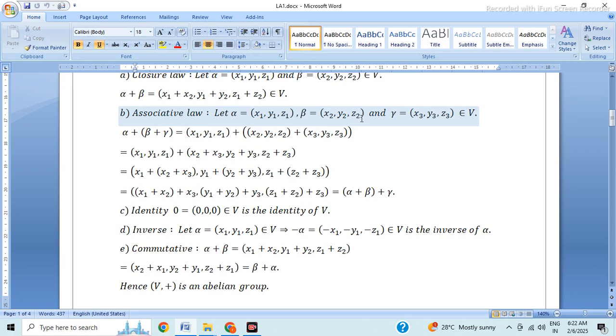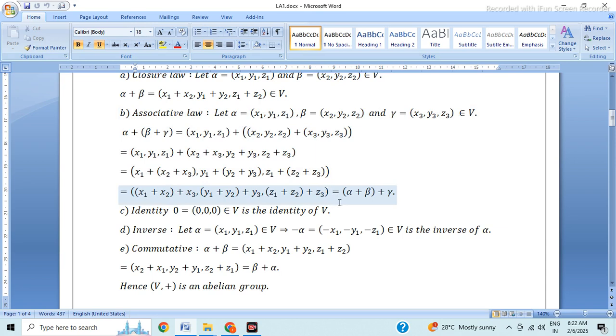Our alpha is x1, y1, z1, plus we should add beta and gamma. Then what we get? x2 plus x3, y2 plus y3, z2 plus z3. Again, we have to add that element with x1, y1, z1. Then we get x1 plus x2 plus x3. Second term is y1 plus y2 plus y3. Third term is z1 plus z2 plus z3.